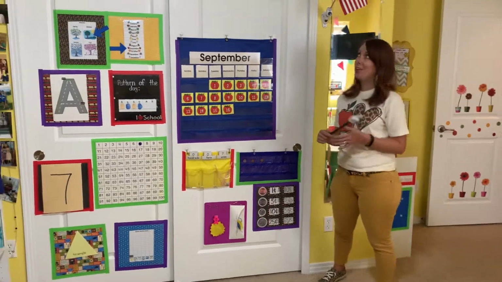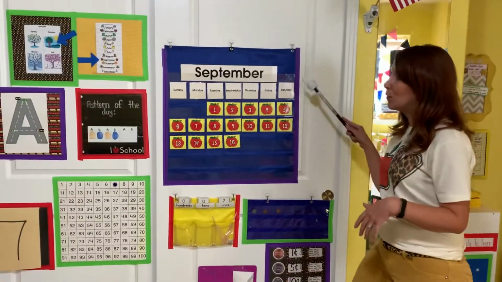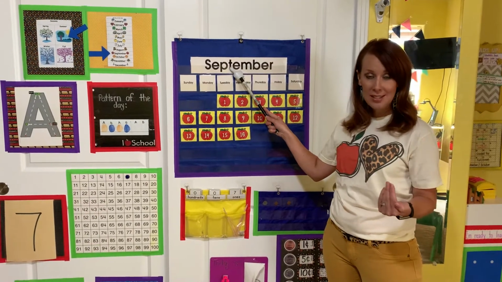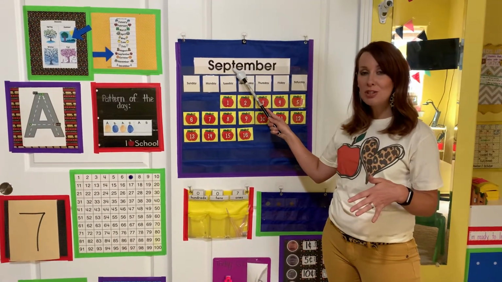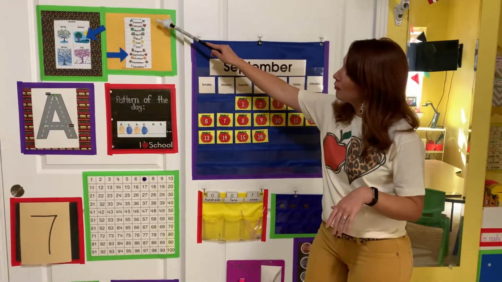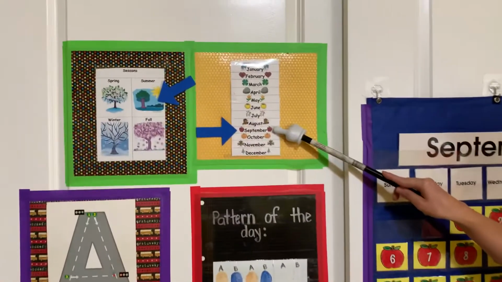So when we start calendar, we start with our Pledge of Allegiance. Then we go into the actual calendar part. We talk about what month of the year it is, and we would sing a month of the year song and then raise our hands when we get to September. We would come over to our chart and make sure we have the right month marked.